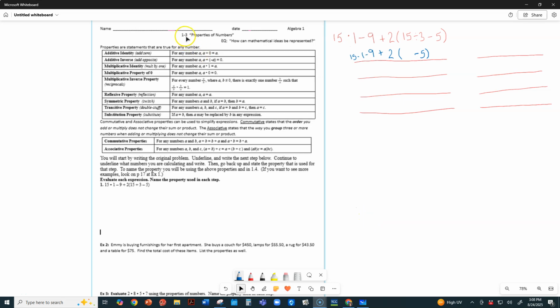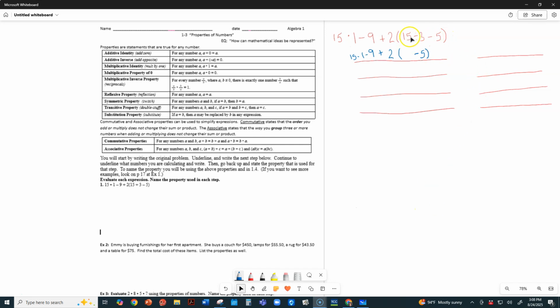Okay, notes 1-3 throws in the properties of numbers. Notice this is just again the order of operations. It's the exact same thing that we did in section 2. It is GEMDAS, but this time we have to use or explain which one of these properties that we used to simplify as we're simplifying this problem. So we still have to follow GEMDAS.